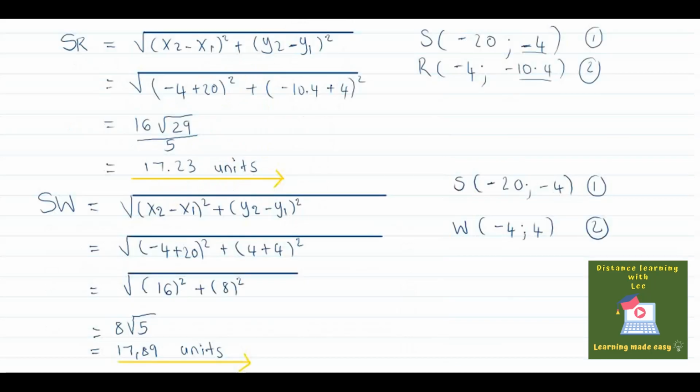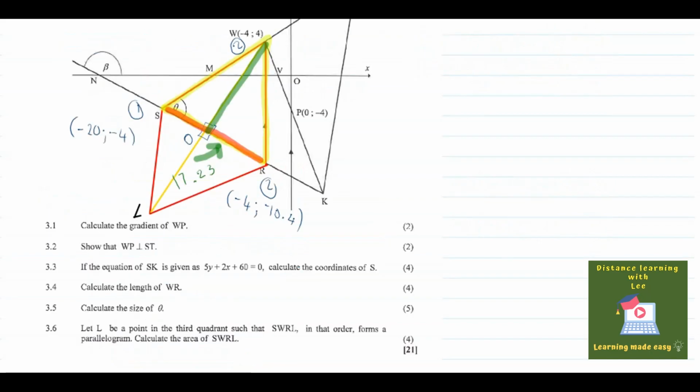I paused the video to calculate the length of SW, and I've got that SW is equal to 17.89 units, and our SR is equal to 17.23 units. I'm going to fill that into our diagram so that you can see what is going on here. Like I said, our SW is equal to 17.89.